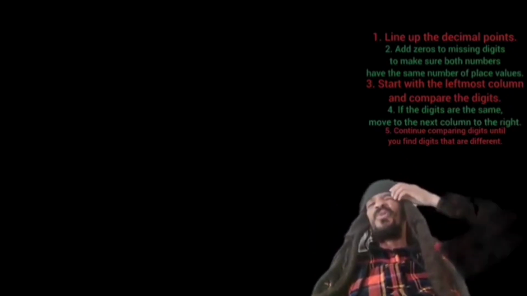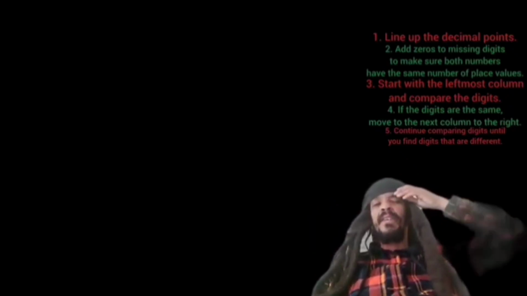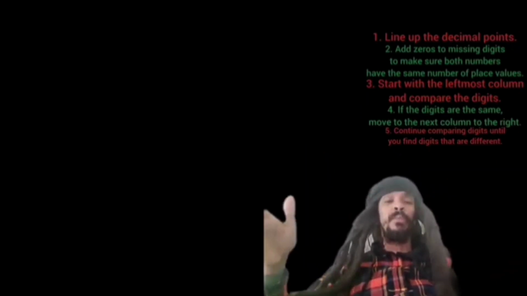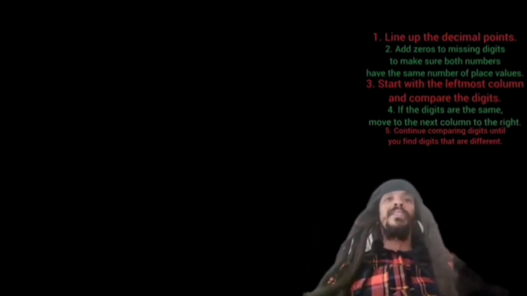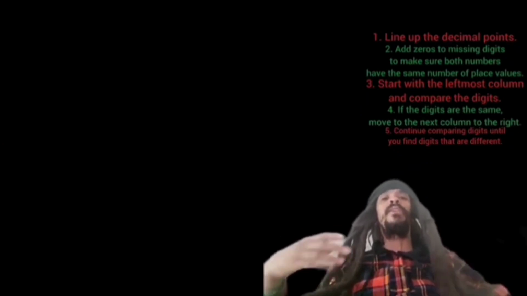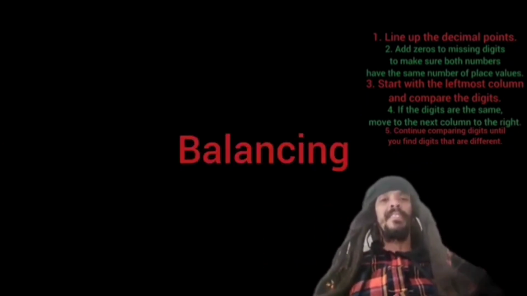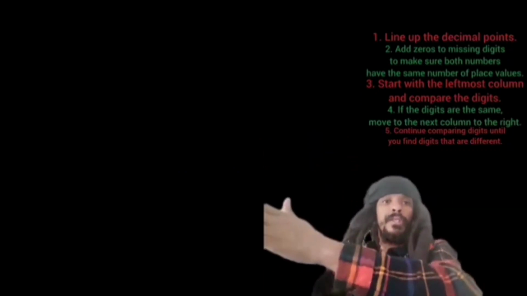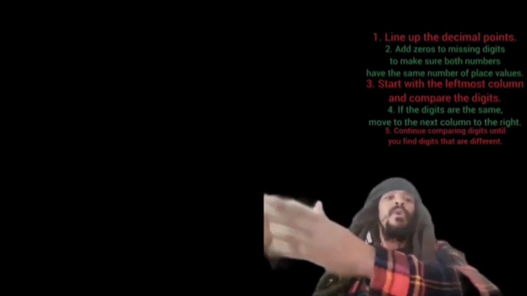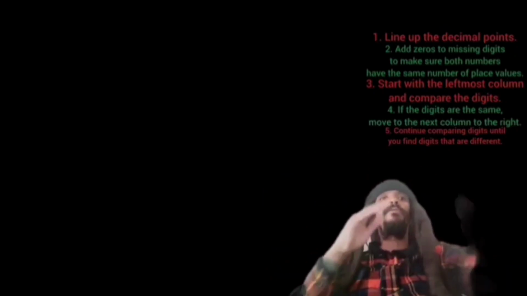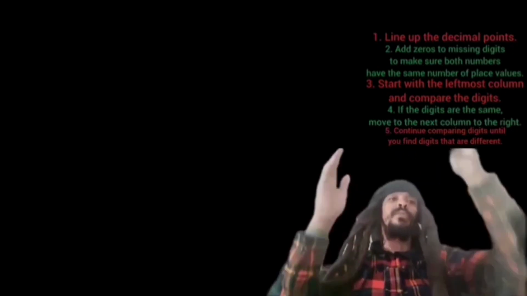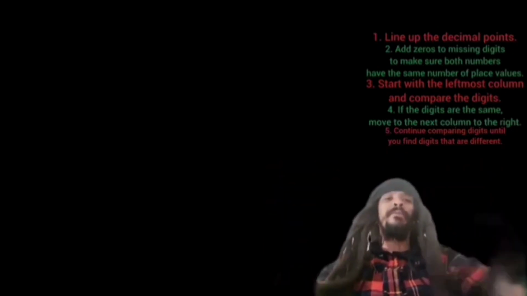We'll do a quick overview of those steps. First of all, you want to line up the decimal points. Add zeros to the missing digits to make sure both numbers have the same number of place values. That's what I like to call balancing the decimals. Then you start with the leftmost column and compare the digits. If the digits are the same, you keep going until you find different digits. And when you find the different digits, you'll be able to decide which one's bigger, and we'll be able to put them in order.